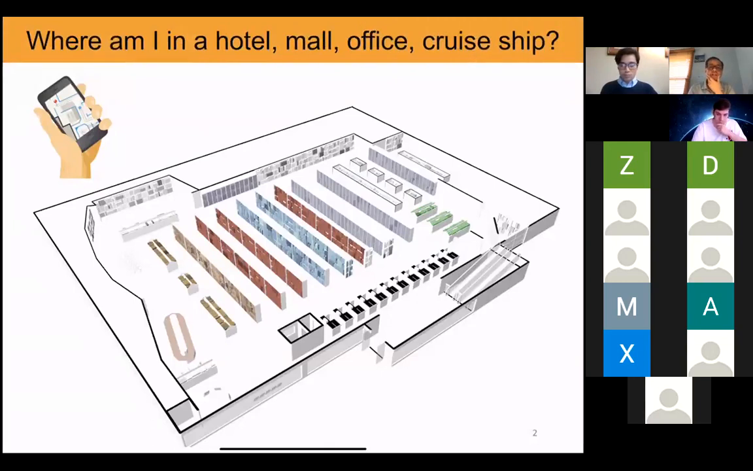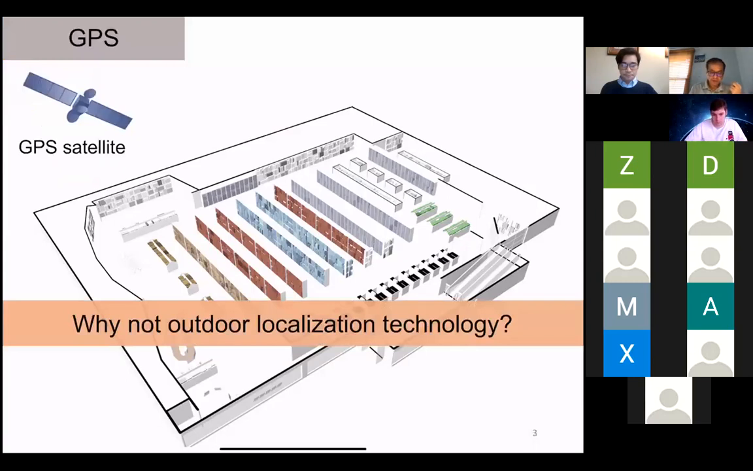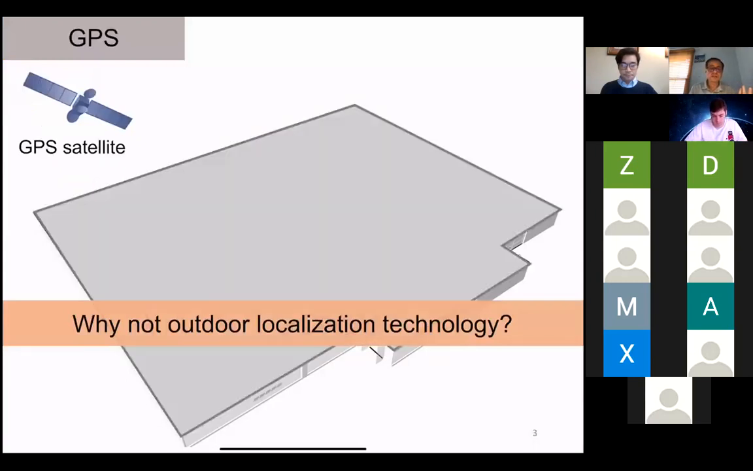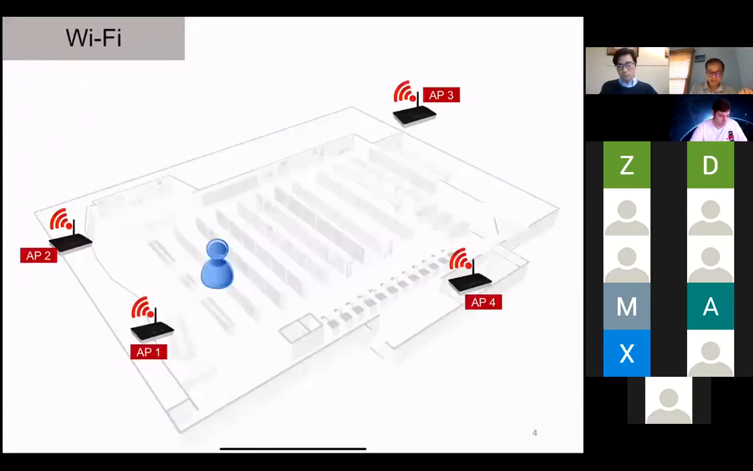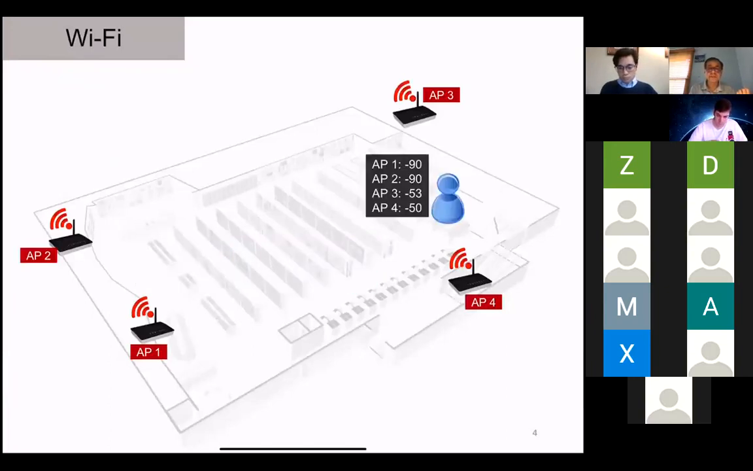Where am I in a hotel, mall, office, cruise ship? That's the localization problem. I want to know you are here. We said that GPS does not work because the GPS signals do not penetrate through the ceiling. We said one possibility is Wi-Fi, where someone goes to different locations and creates this map.